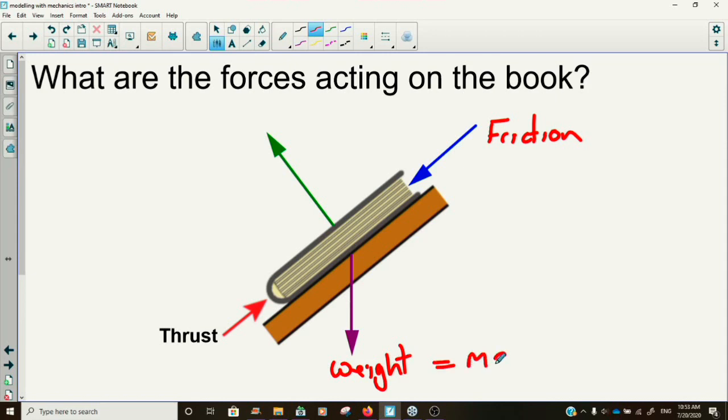To clarify that, if you have a mass of, for example, 1 kilo of a book, then the weight is the mass times 9.8. So it would be 9.8, and that's measured in newtons. So just to mention that for you. And then again, the normal reaction force is acting perpendicular to the surface that the object is at rest on, or is moving on.